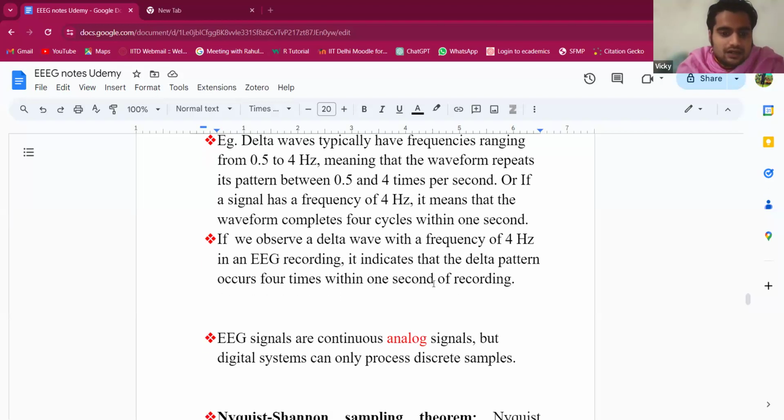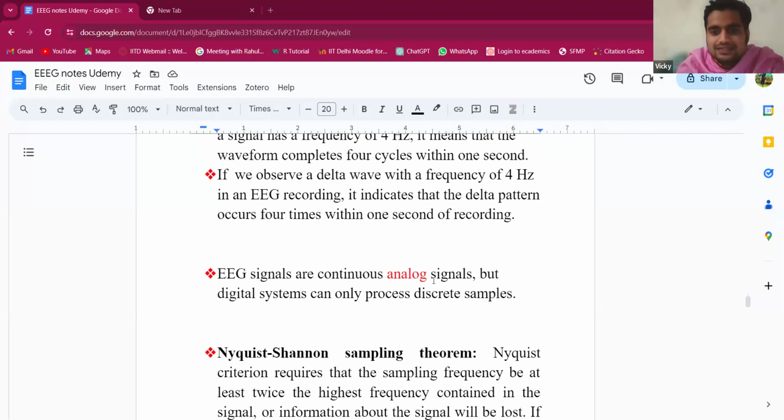Normally, we know EEG signals are continuous analog signals, and digital systems cannot process them, only discrete samples. So I think that's why we do the Fourier transformation, in order to make it simple, and then we do the power spectral analysis. We will come to that; we can tell the frequency.